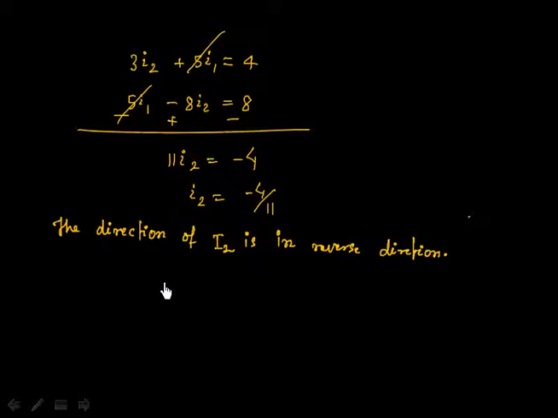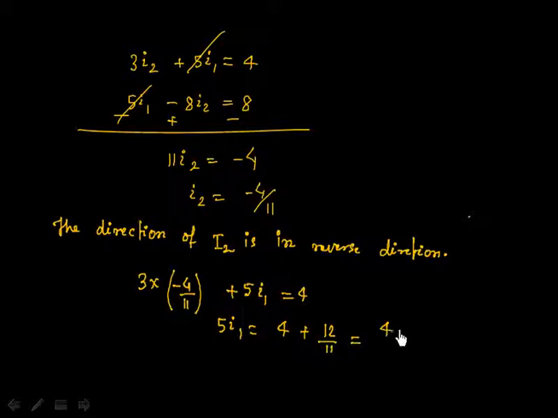Similarly, one can solve for I1, and if I know I1, we can solve for I1 minus I2 also. So let us solve for I1. From equation 1 we have 5I1 equals 4 plus 12 by 11, that is 44 plus 12 by 11. So I1 we will have 56, and this 5 into 11 is 55. So this is the I1 current we will have.